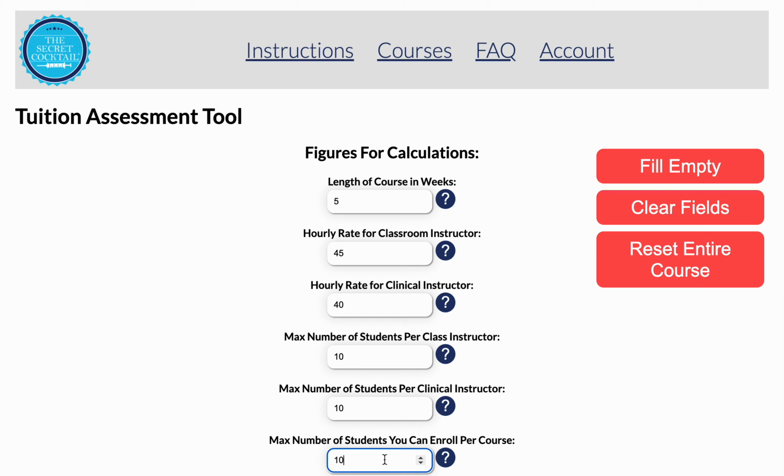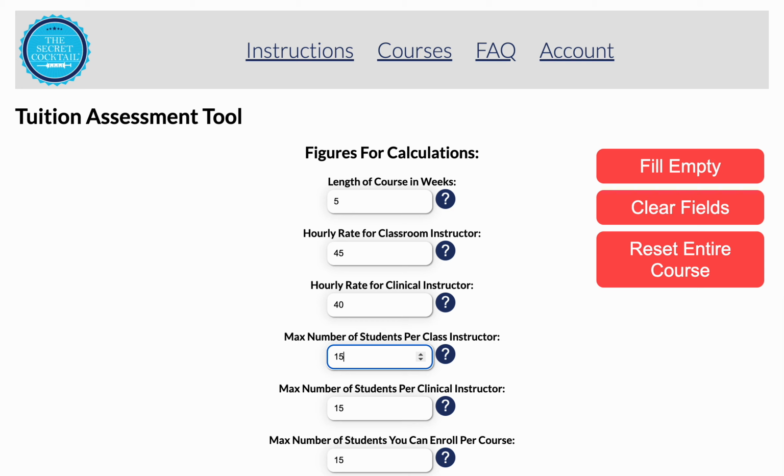Or is it 15? I feel like I'm lying. For clinical or class, which one? I thought it was 15. I thought I was going to say 16, but 15. Okay. Do you plan on having 15 seats in your classroom? Yes. Okay.